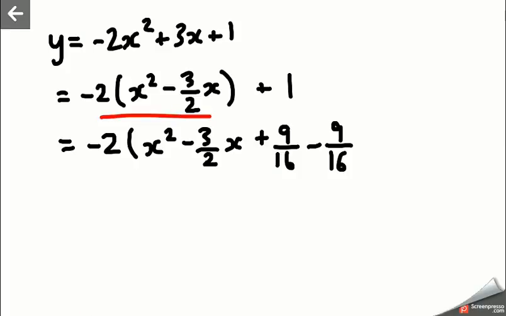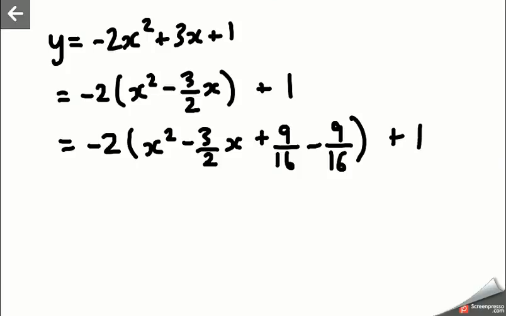Otherwise, this part and this part are no longer going to be equal if we don't minus something that we just added on. Okay, so here's where we're at so far. Everything is still the same. All we did is add on 9 over 16 and then subtract it again. So we haven't changed anything. Still got to put on the plus 1, of course.